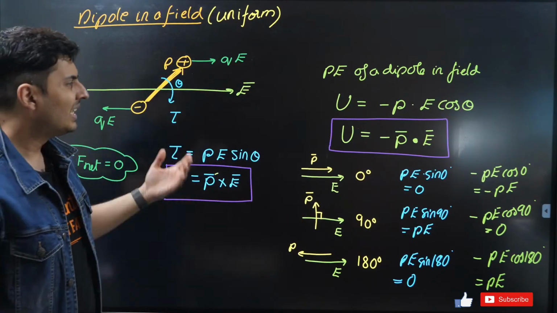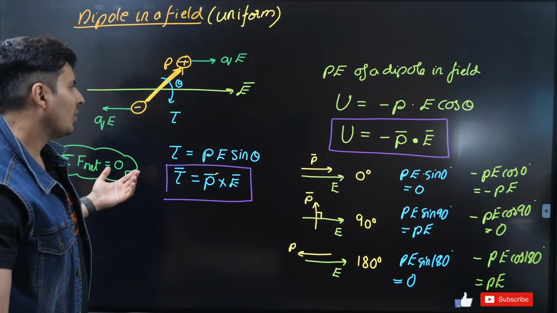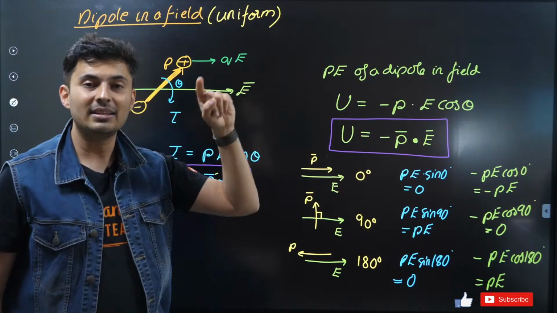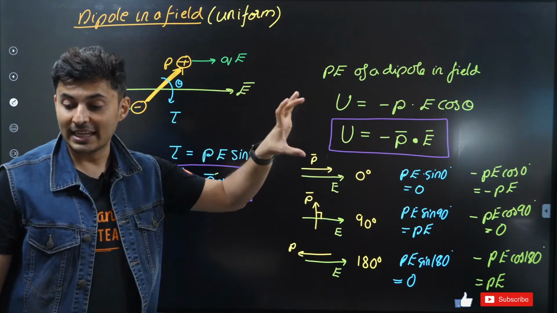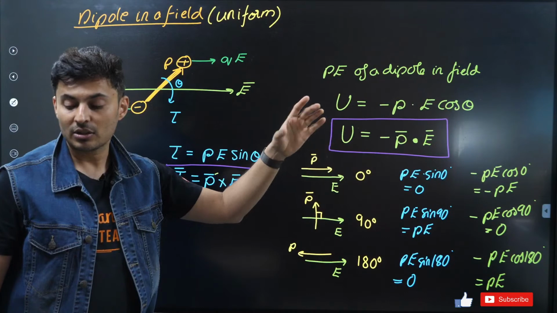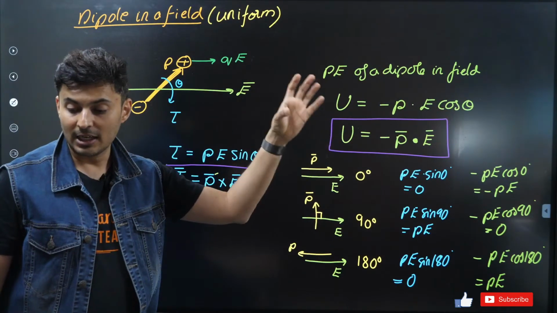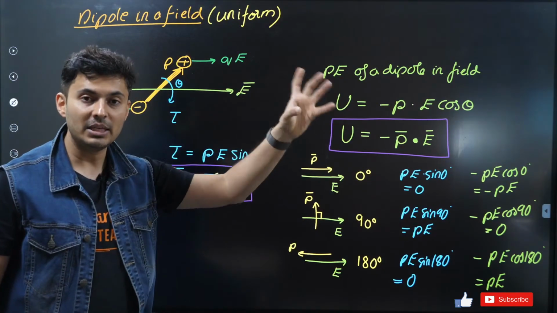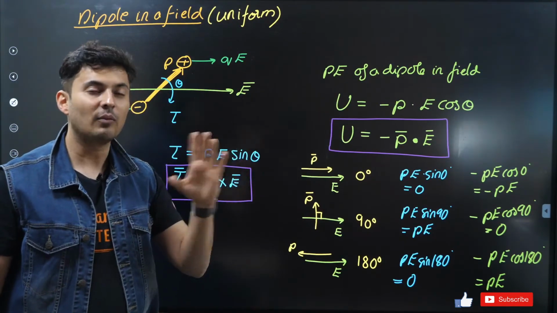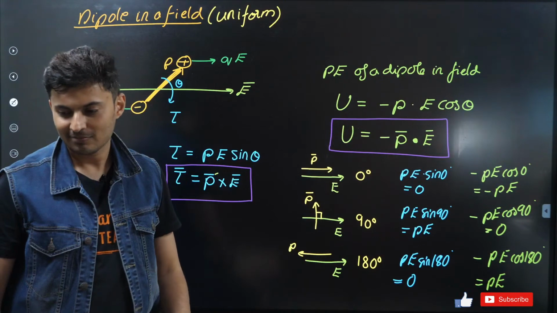Why the negative sign? It comes via derivation, Pooja, because you will see minus dU by d theta is basically torque. Just like force was negative dU by dx, or field was negative dV by dx, same way you will see torque is minus dU by d theta. So that's the reason why you get that negative sign.